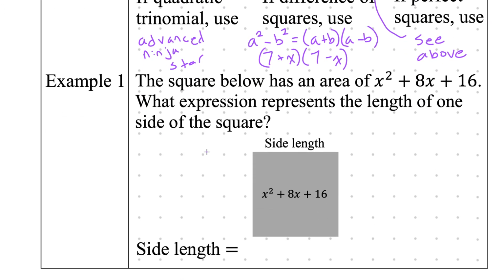Okay. Example number 1. The square below has an area of x squared plus 8x plus 16. What expression represents the side length of one side of the square? It's a square, so this side and this side are the same. Just tell me one of the sides, and you've really told me both of the sides.